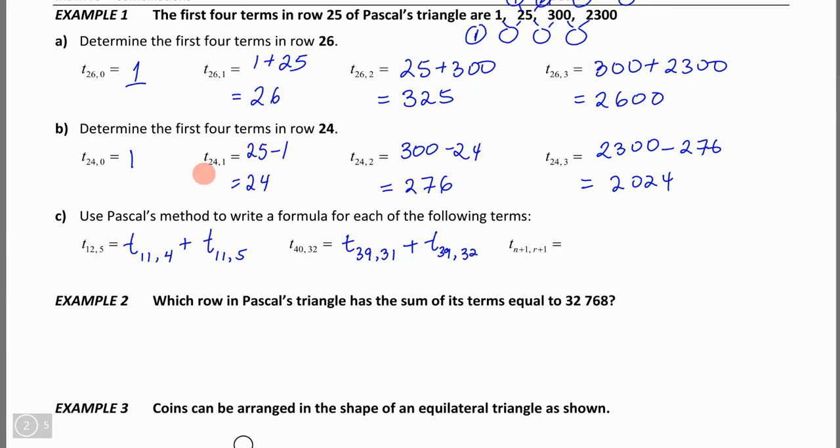And last term, in more general terms, if you have T of n plus 1 and r plus 1, then the term on the upper left would just be the row before, T of n, comma, r, plus the term on the upper right, T of n, comma, r plus 1.